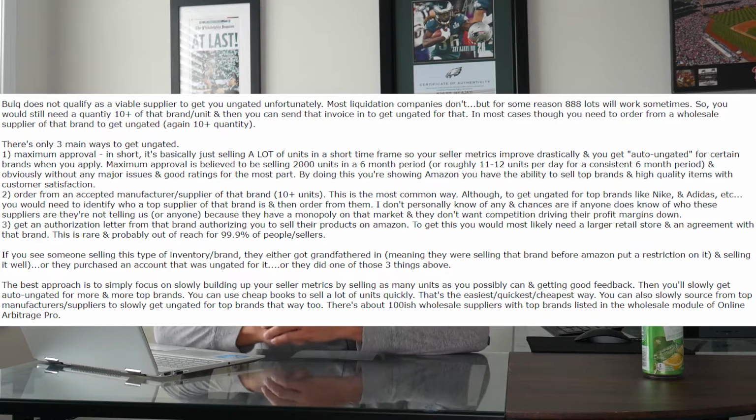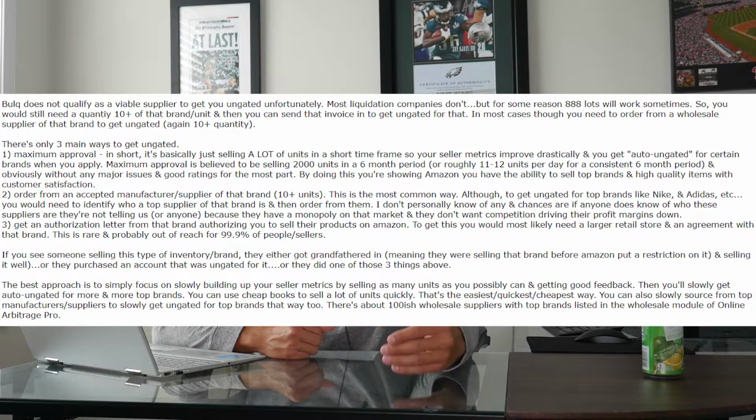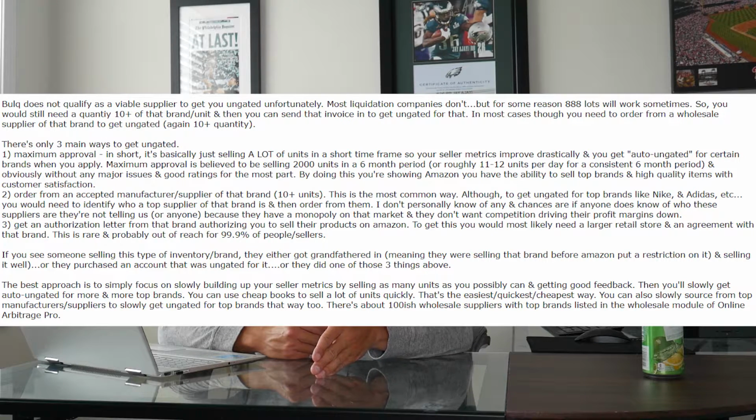A lot of those videos in that playlist talk about maximum approval, or some of them do, and it will give you viable, actual, tangible ways that you can go about trying to get that yourself, the cheapest and the quickest, okay? So maximum approval is believed to be selling 2,000 units in a 6-month period, which roughly equates to about 11 plus units a day, 12 to be safe, for a consistent 6-month period, okay?